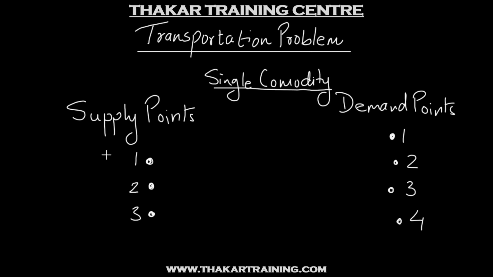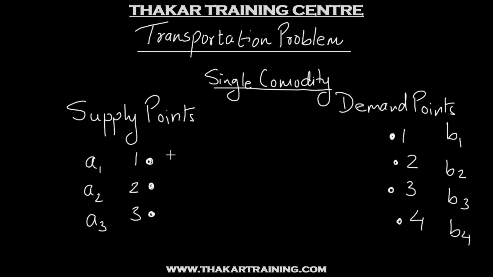So let's suppose quantity available at supply point 1 is A1, similarly at location 2 is A2, and location 3 is A3. And let's suppose the demand at point 1 is B1, demand at 2 is B2, demand at 3 is B3, and demand at 4 is B4. Now this commodity can be supplied from location 1 to any of these locations, from location 2 to any of these locations, and location 3 to any of these locations.